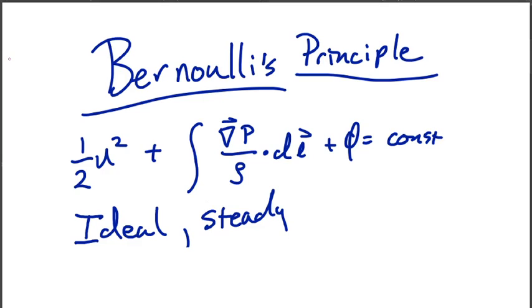What's very powerful for Bernoulli's principle is that this applies for ideal and steady flows, but there's not a requirement on compressibility or incompressibility. So this is our first fully compressible flow conserved quantity. Bernoulli's equation's a little funny because of the presence of this integral here. And this integral is along what's called a streamline.